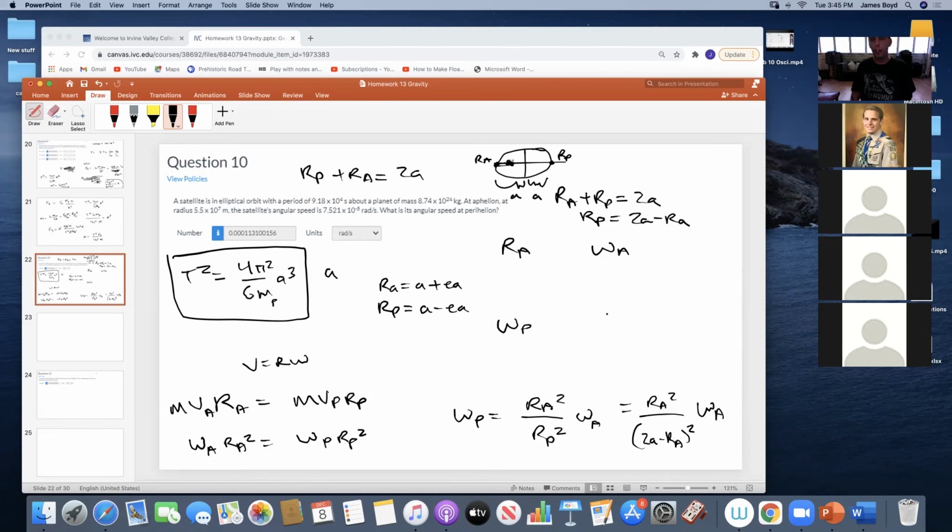And then the last thing you had to know was LA is equal to LP, which means M V A RA is equal to M V P RP, which means that omega A RA squared is equal to omega P RP squared. And you could use that to find omega P. It's a pain, but it shows that you understand Kepler's laws.